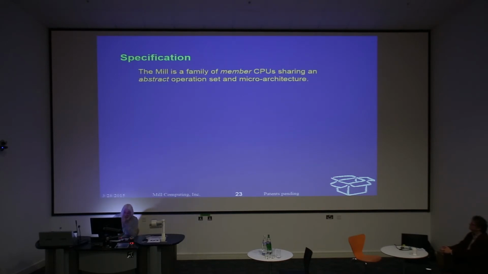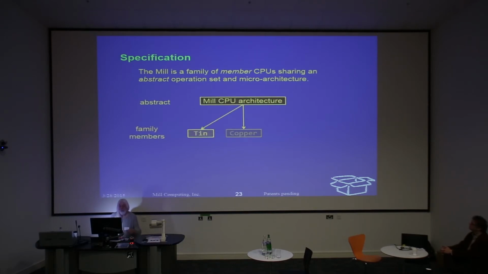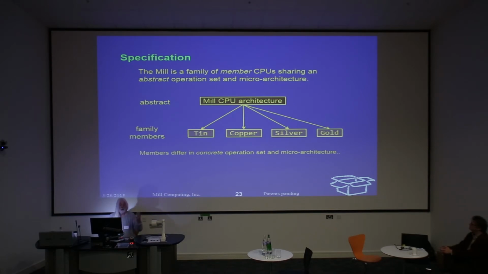Now, it's a family. The families share an abstract operation set, and they share a common microarchitecture. However, those family members, these four are our proof of principle preliminary implementations that we're working on. They differ in the concrete operation set. Tin has no floating point units. They differ in the details of the microarchitecture. The length of the facilities that you store temporary variables on differs from family member to family member.